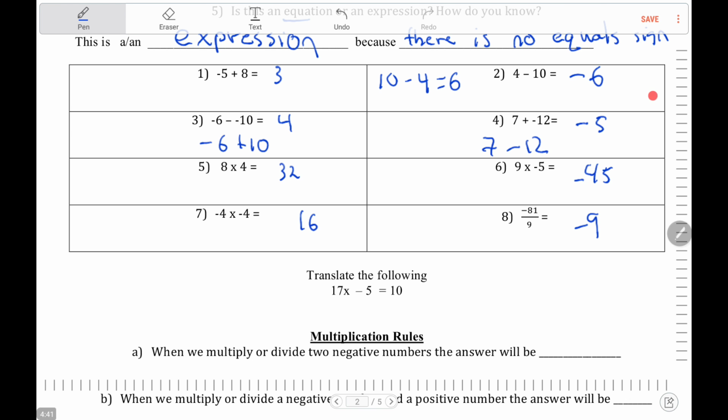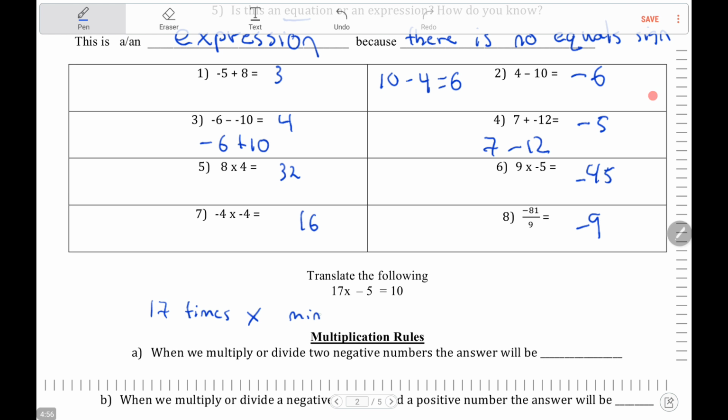Okay, translate the following. 17x minus 5 equals 10. So I'm going to write 17 times x minus 5 equals 10. Okay? This is really important because this is how you can figure out inverse operations by knowing what operations have happened.